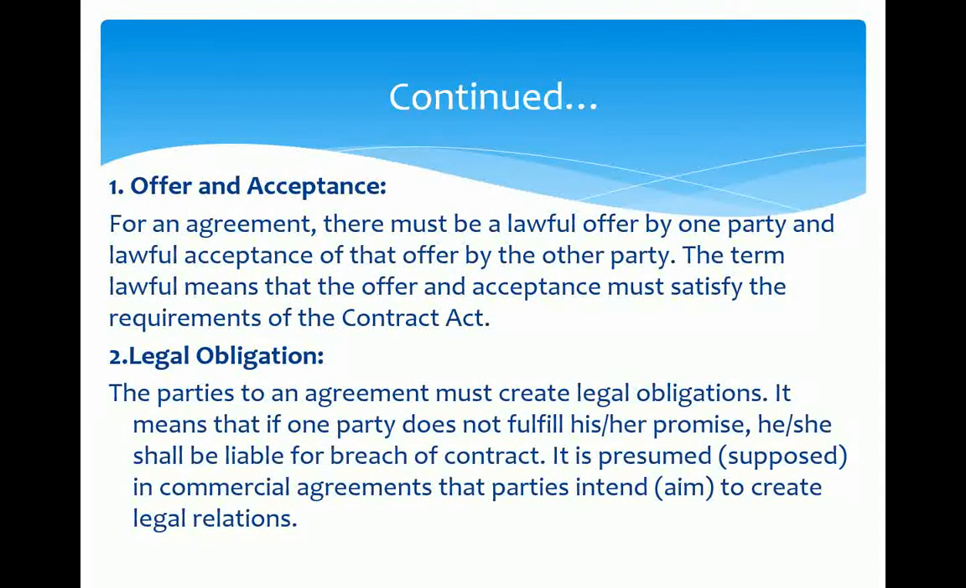It is presumed in commercial agreements that parties aim to create legal obligations. So legal obligations means that this agreement should be created in order to benefit both of the parties, right? And both parties should benefit from this agreement, and it should be legal benefit, not illegal benefit. So if one of the parties breaches, here breach means to break or refuse the contract, then the other party has legal right to sue him in court.